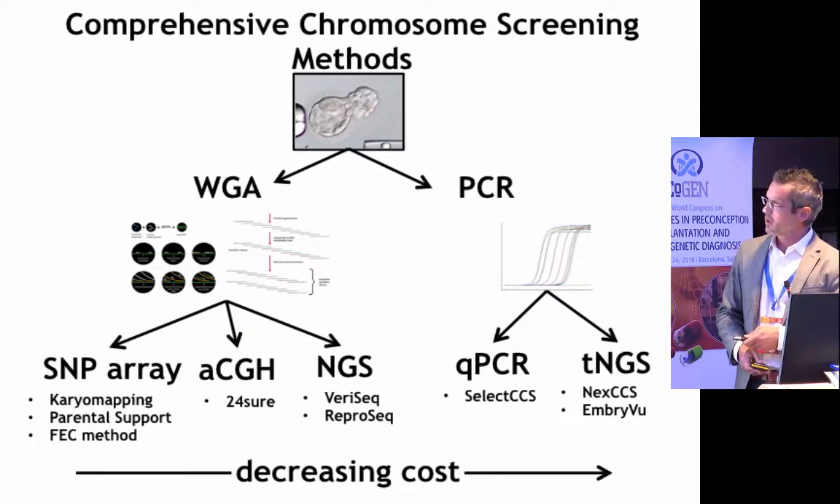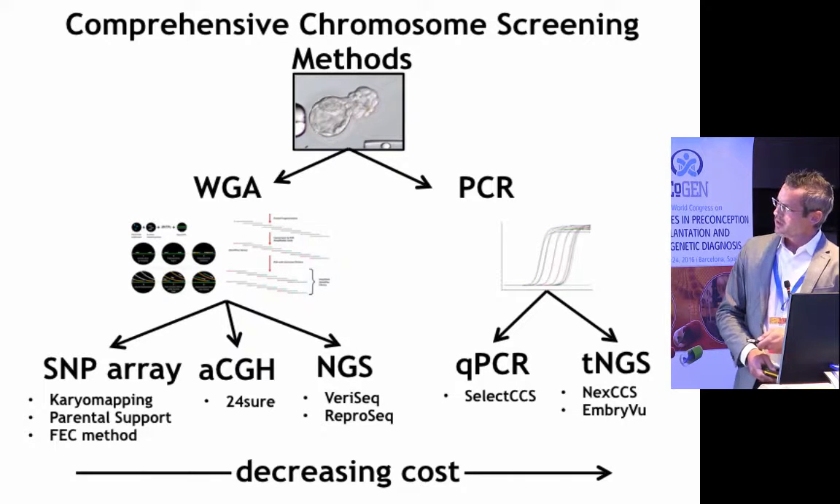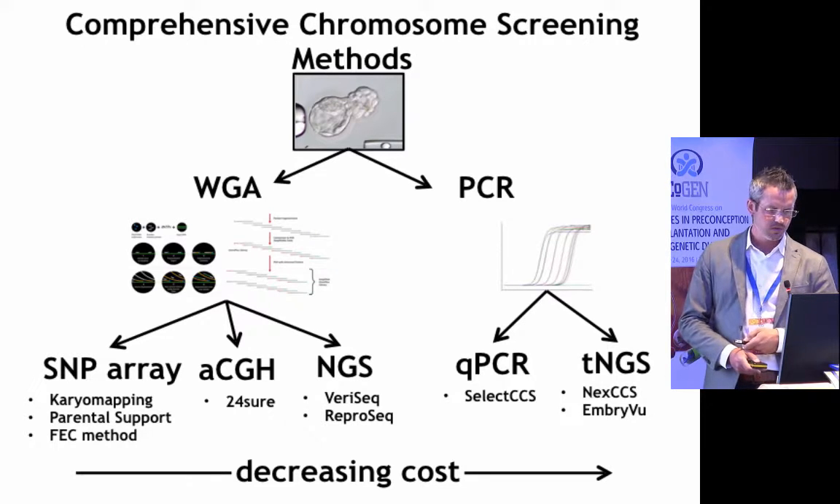And so a lot of what I've talked about are relatively obsolete technologies now. Most groups are moving to next-gen sequencing, as we've heard quite a bit about today. Most methods of chromosome screening involve the initial step of whole genome amplification, on which you can then perform SNP array, aCGH, or next-gen sequencing. But also, there is the possibility of doing more targeted amplification, and then qPCR or targeted next-gen sequencing, which I'll talk about a little bit as well.